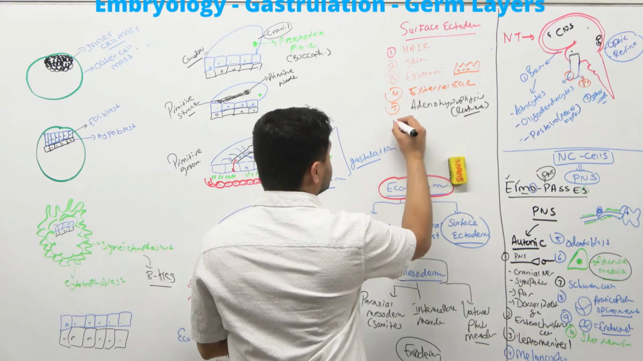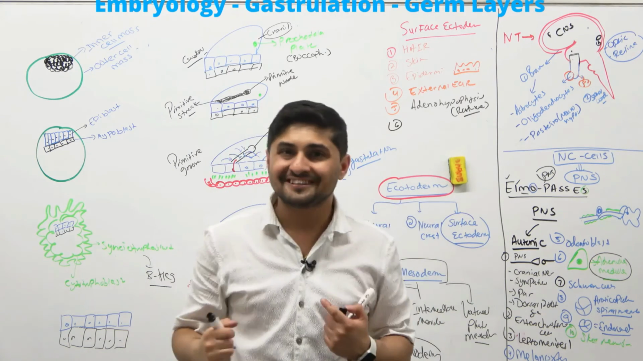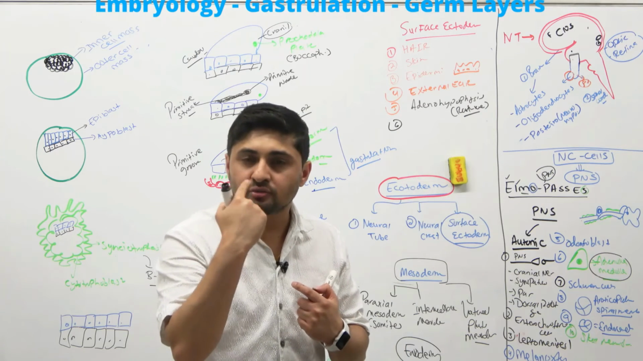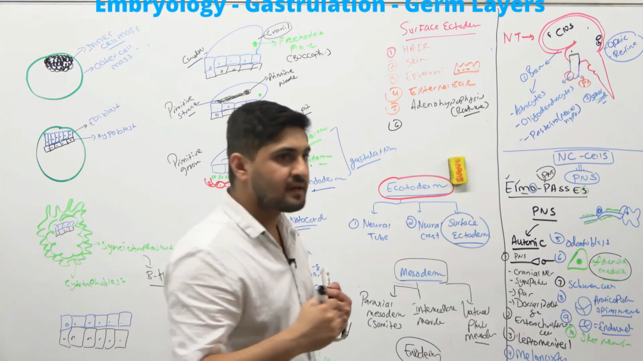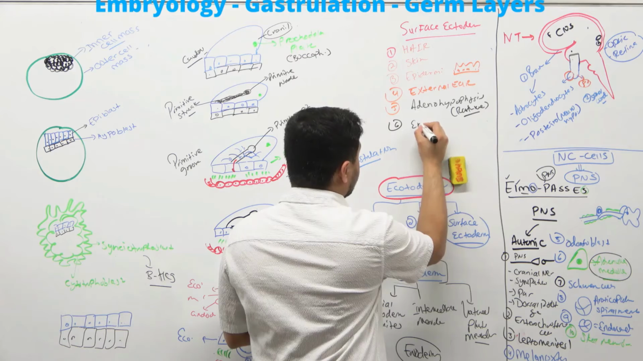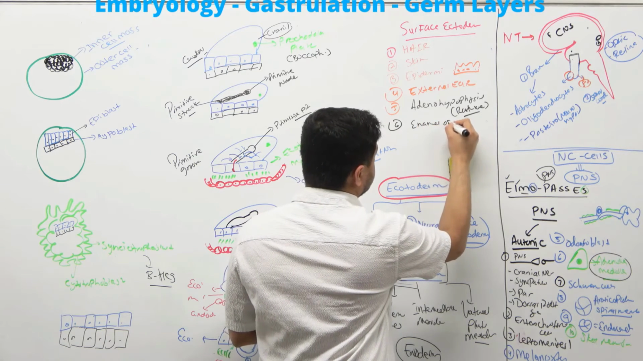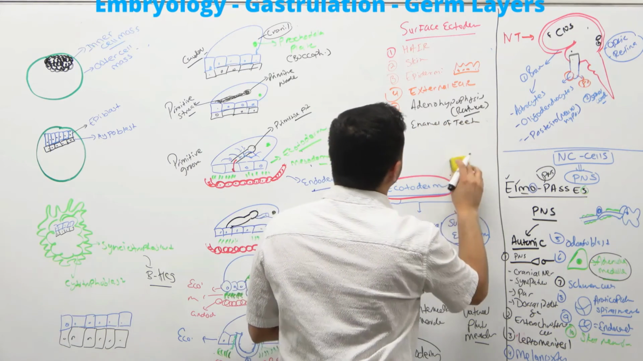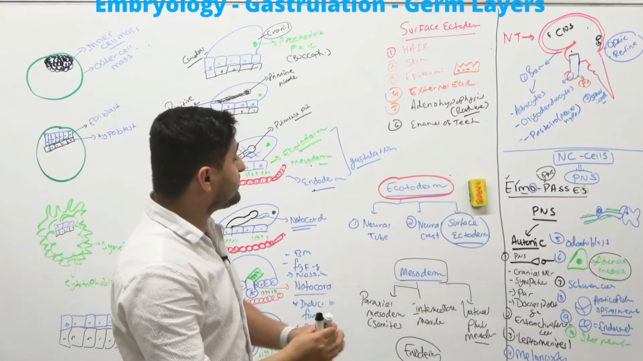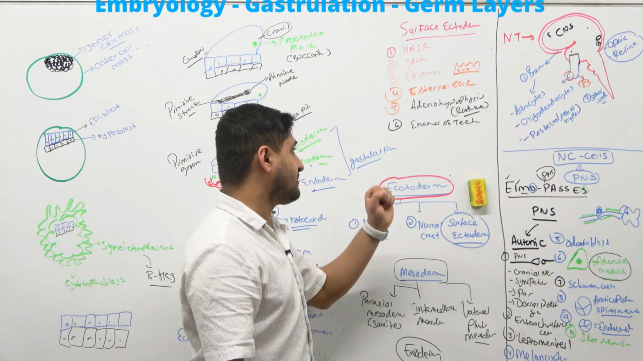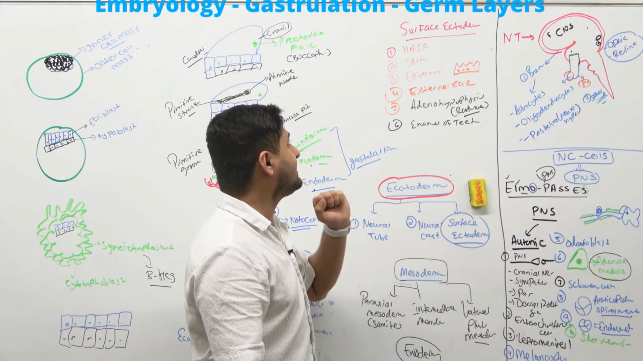On top of this, look, what do you see here? Teeth. The outermost covering of the teeth, what do you call it? The enamel of the teeth. This is what you see. So look: hair, skin, epidermis, external ear, adenohypophysis, enamel of the teeth.